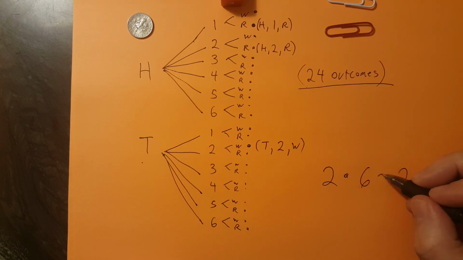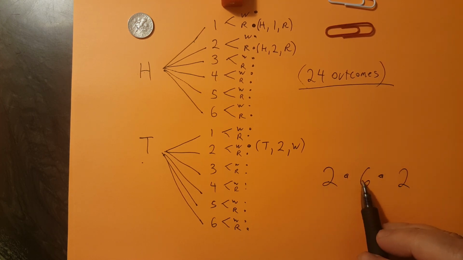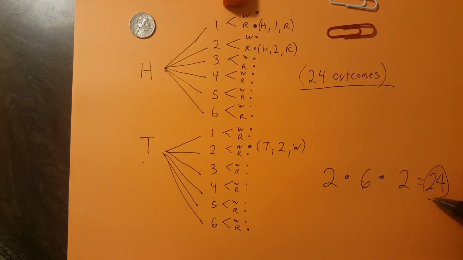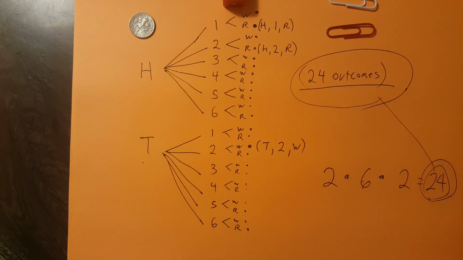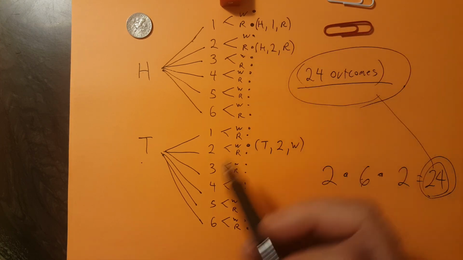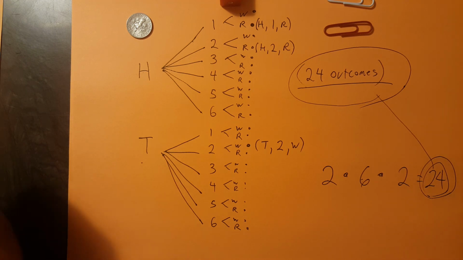We just multiply these together. 2 times 6 is 12. 12 times 2 is 24. And that's how we get our total number of outcomes. So that's the shortcut for today. This is the understanding of what it really means. And you are ready to begin.